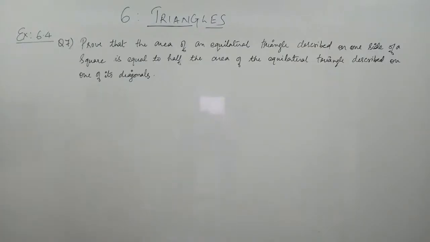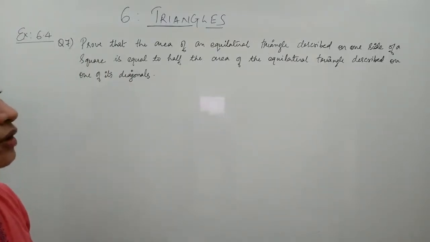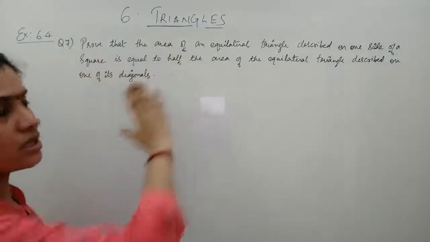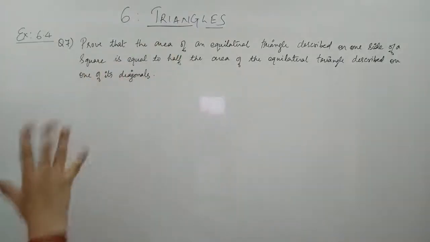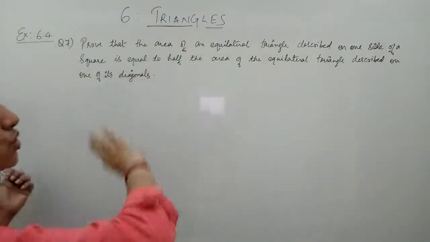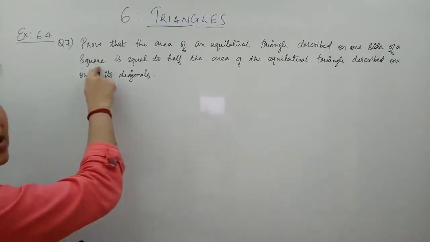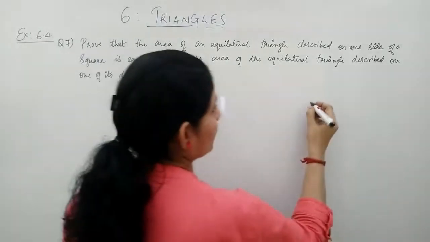Question number 7 is, prove that the area of an equilateral triangle described on one side of a square is equal to half the area of the equilateral triangle described on one of its diagonals. The main important thing in this question is to draw the figure and understand what they are saying. So first you have to get two equilateral triangles. Now, in which concept are they saying? For that, first we are taking a square.